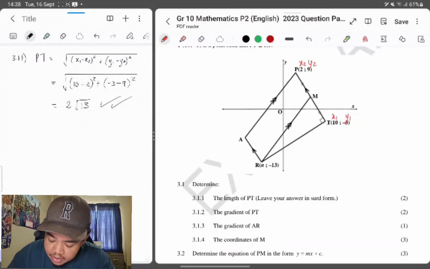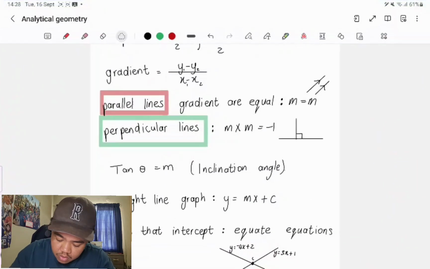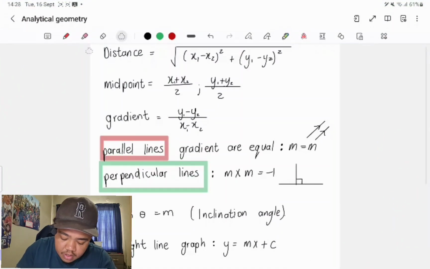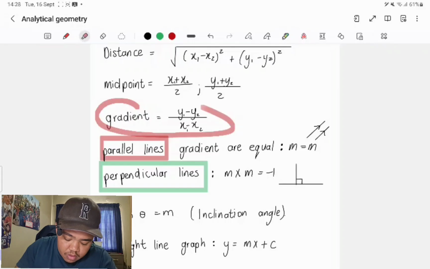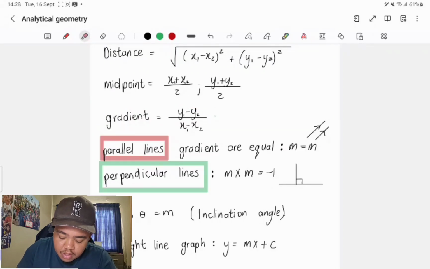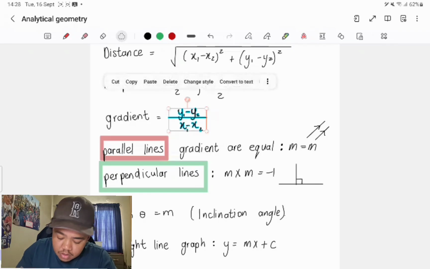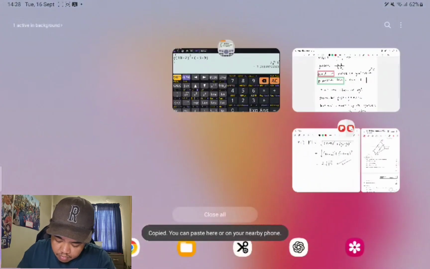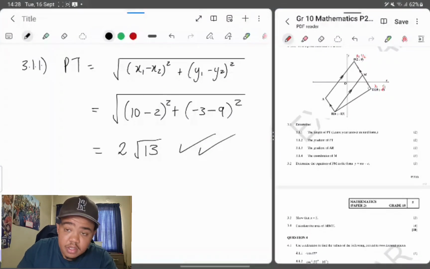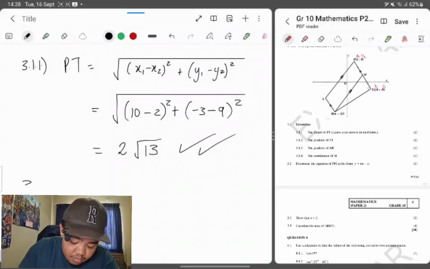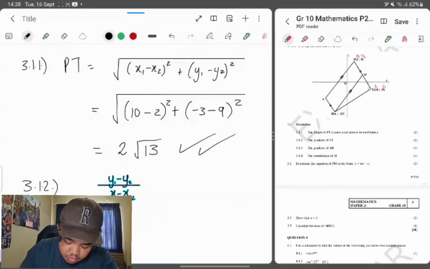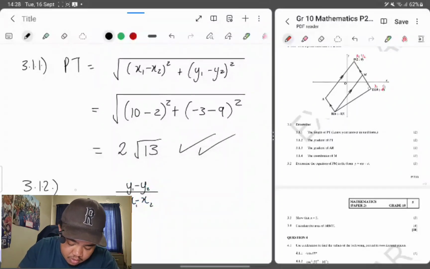The gradient of PT. Okay. Now go again, hello formula sheet. You'll see your gradient is equal to y1 minus y2 over x1 minus x2. So I'm just going to take this formula again. See, a lot of analytical geometry is just about substitutions. So 3.1.2, need to find a gradient of PT. So M PT.